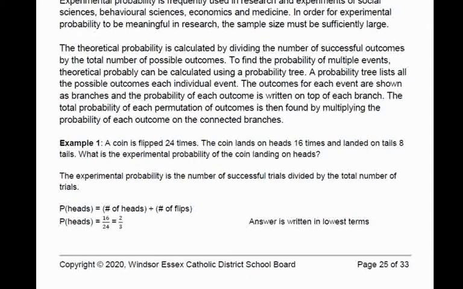So that's how you would determine an experimental probability. It's basically the number of successful trials divided by the total number of trials. So if it's a coin flip, the total number of flips is the number of trials. The successful trials would be, because we're measuring heads, the number of heads.